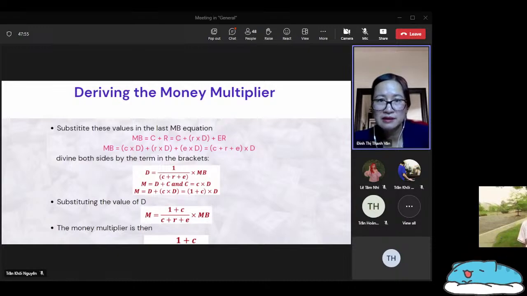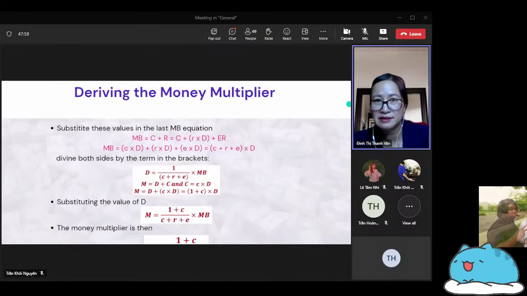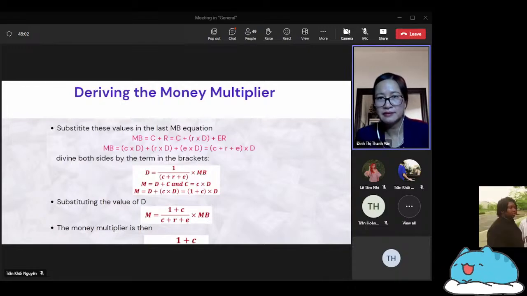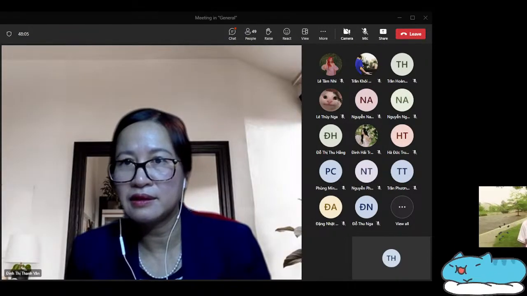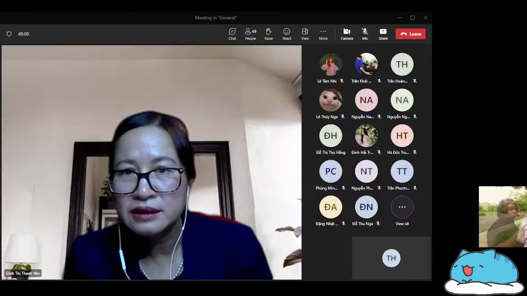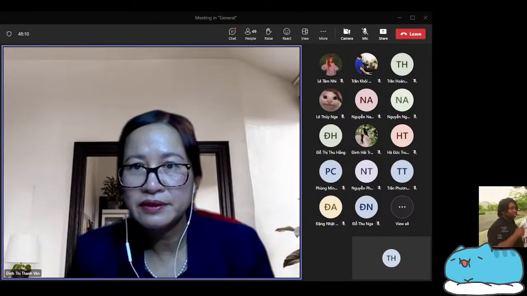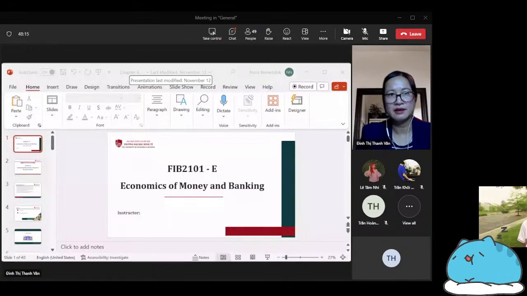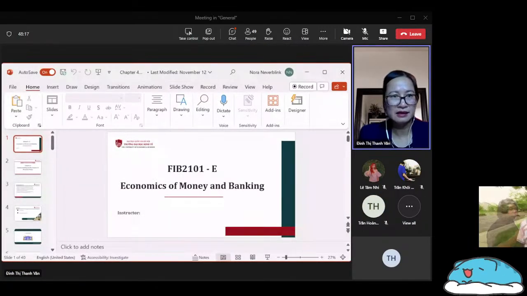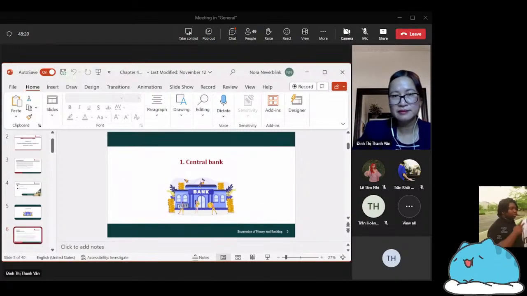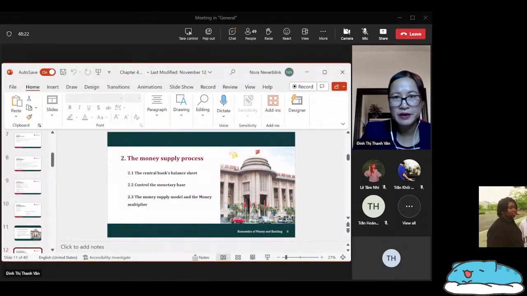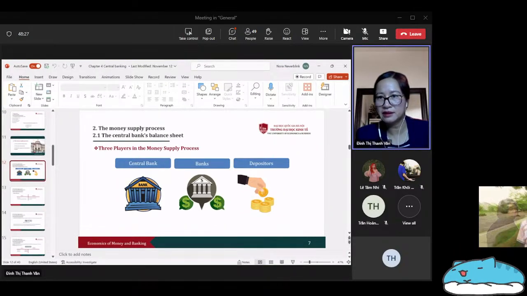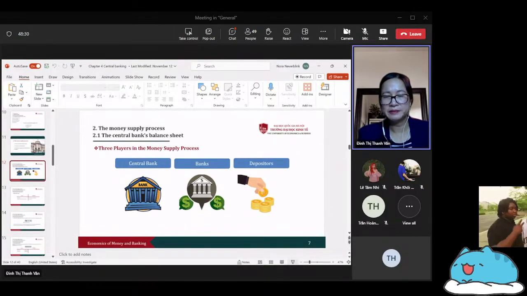Can you turn off the slide share Group 4 so I can share mine? Okay, thank you. Let me share the slide that we have here. Okay, can you see my slide? Go to this slide. This one is the important slide you need to remember. Okay.